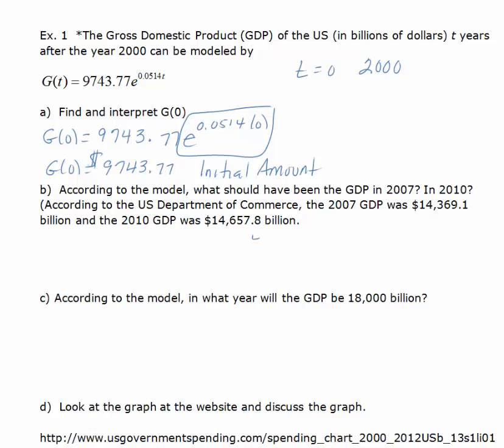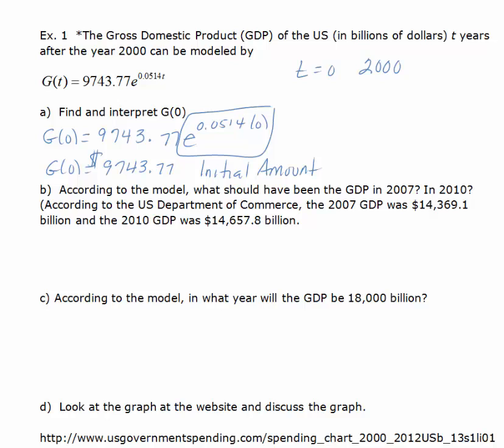Now the next question says, according to the model, what should have been the GDP in 2007 and in 2010? And they note here, according to the U.S. Department of Commerce, the GDP in 2007 was $14,369.1 billion, and in 2010 it was $14,657.8 billion. So let's see how close the model came to the actual amount.